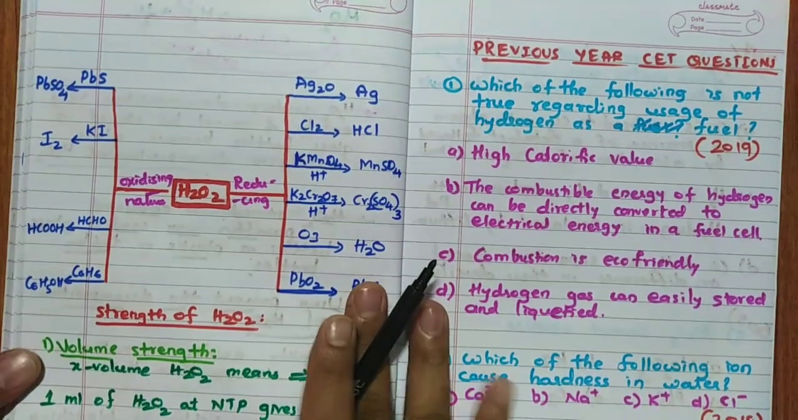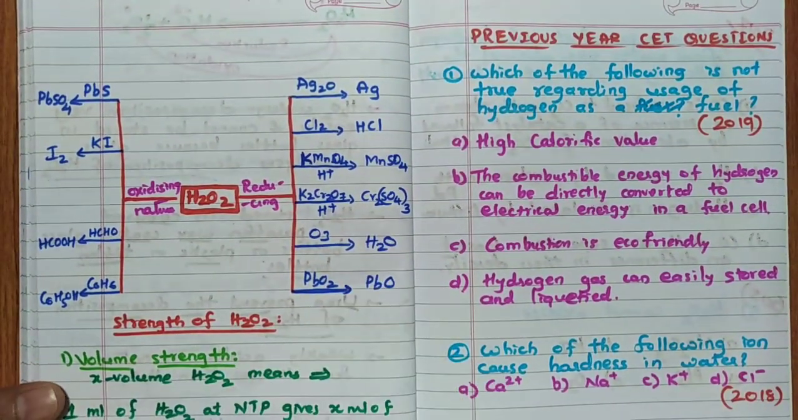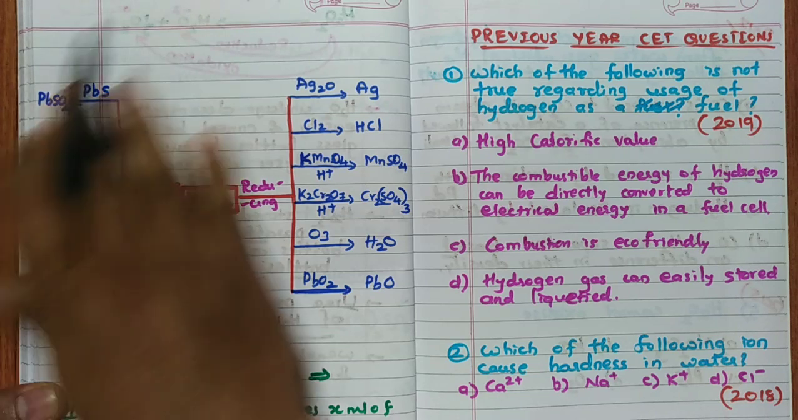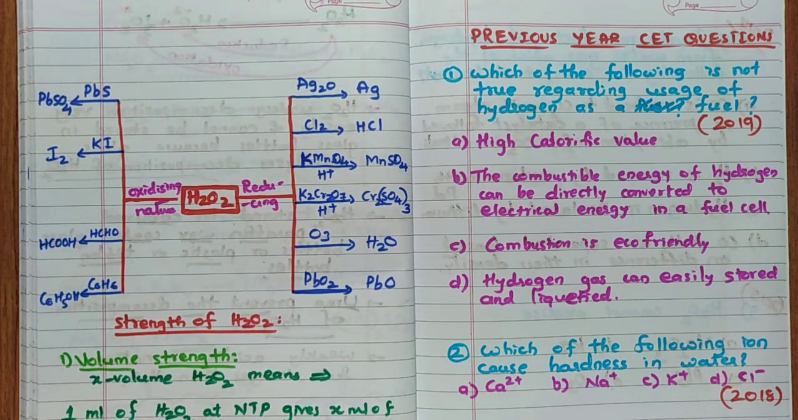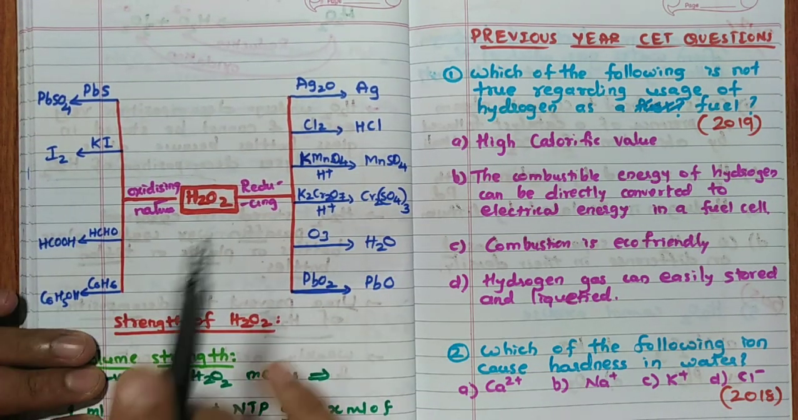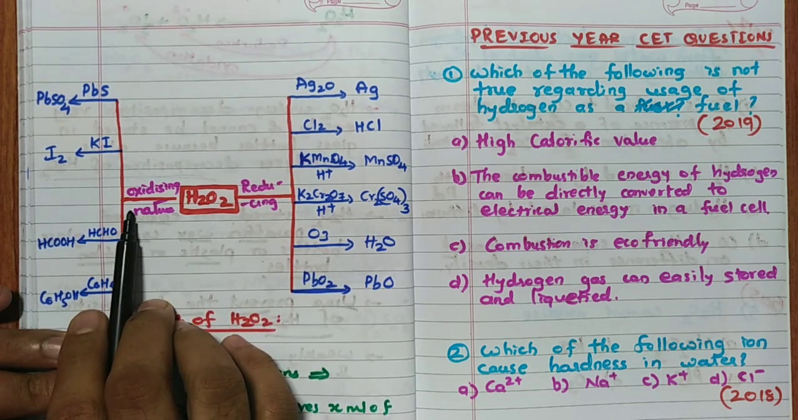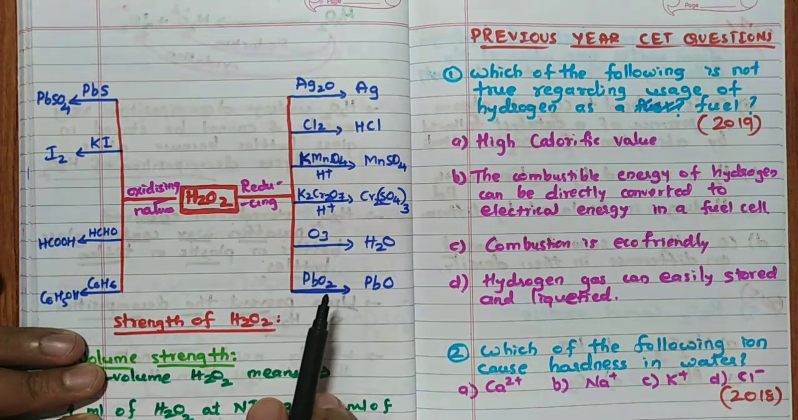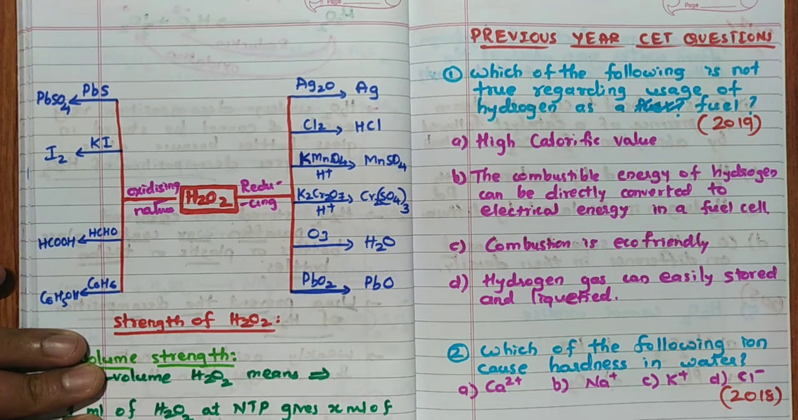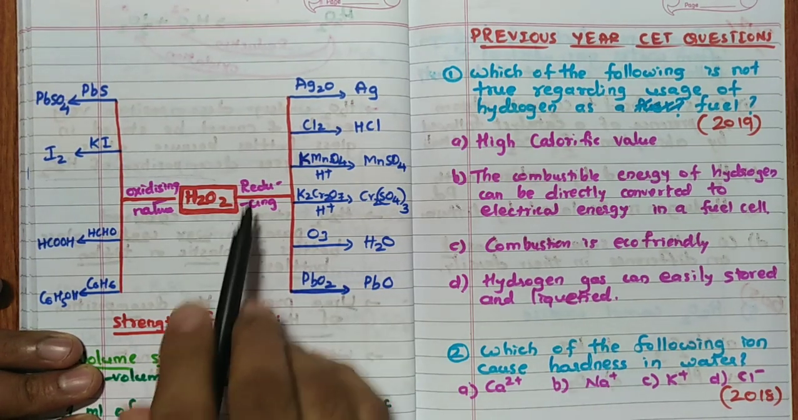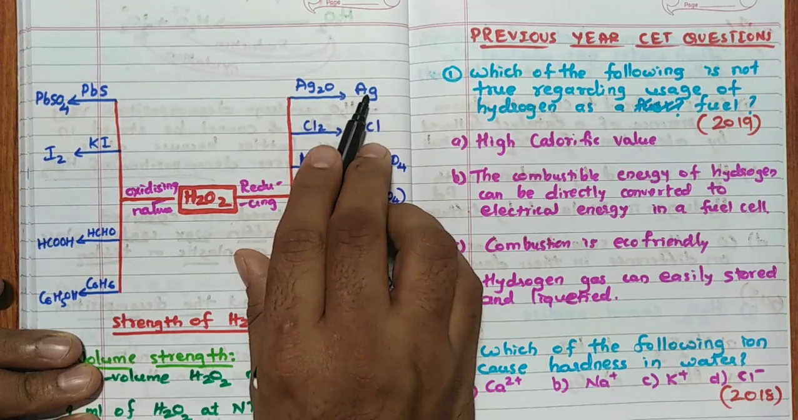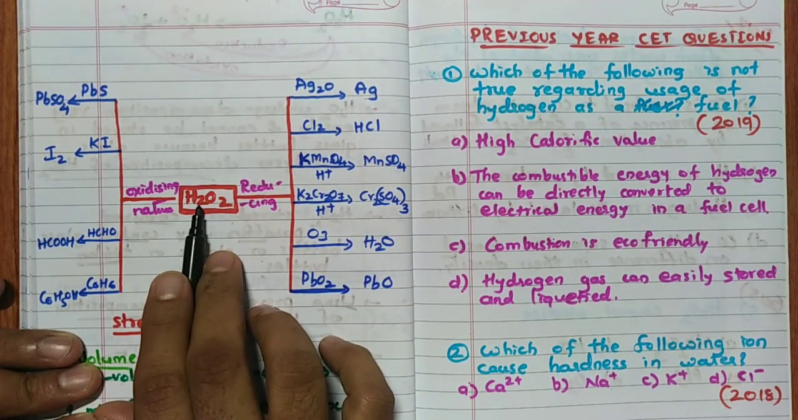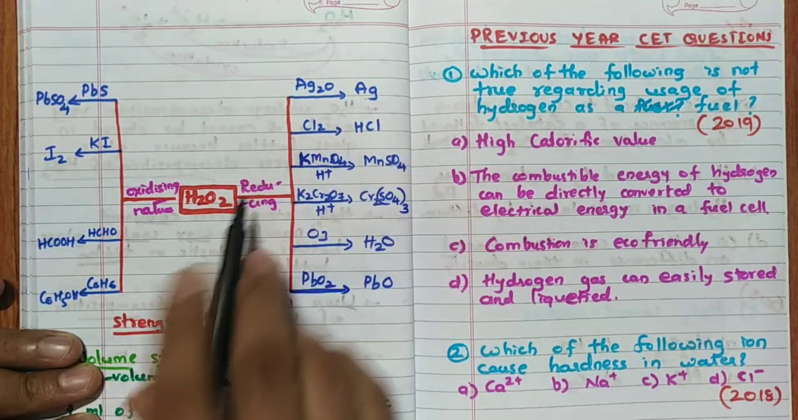Finally, this part: reactions of H2O2. Once again, I will tell you, no reactions have to be remembered. What you have to remember is when it acts as a reducing agent and when it acts as an oxidizing agent, and how the reaction takes place. Generally they will not ask any reactions of this type. Reducing agent means, for example, Ag2O, Ag +1 reduced to 0, hence H2O2 is acting as a reducing agent.